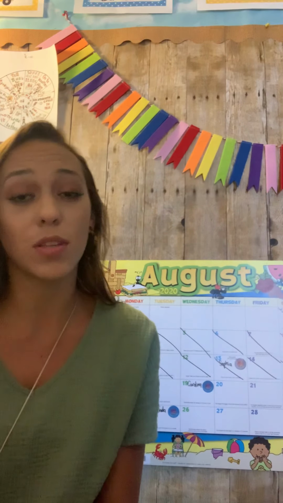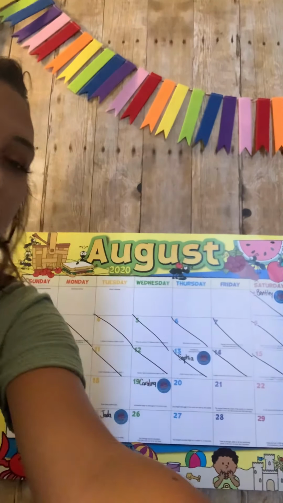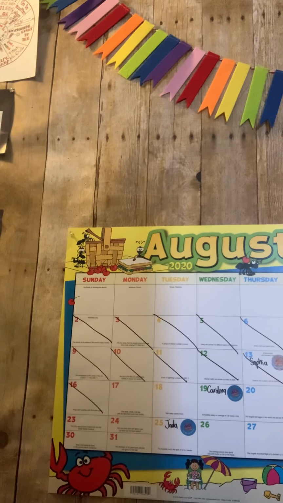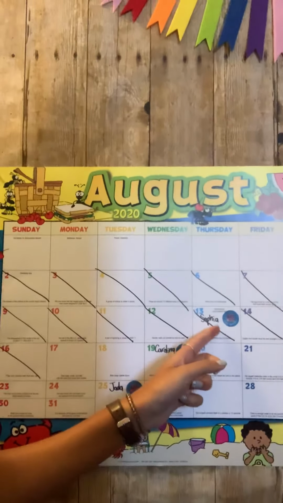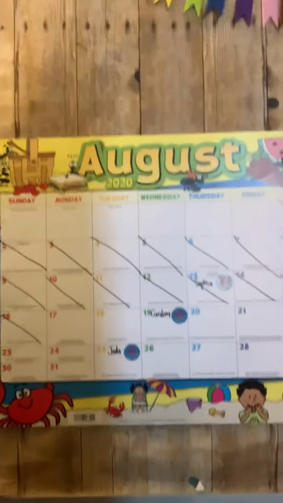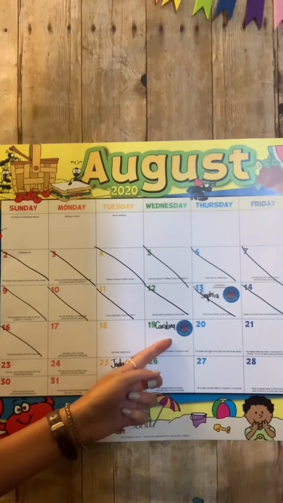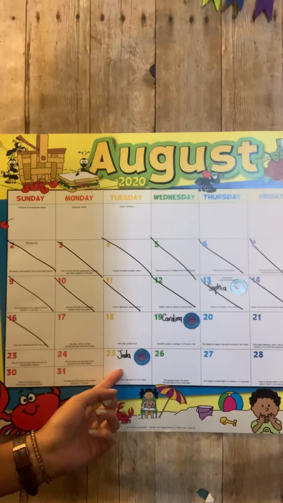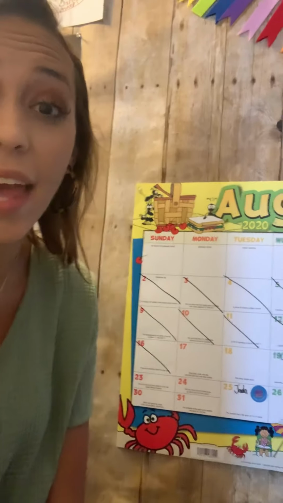And I'll post these videos so you and your families can watch those songs to help you remember the days of the week. So today is Monday, August the 17th. Now, we have some special days in August. Last week on the 13th was Sophia's birthday from Miss Russell's class. Coming up this week, on Wednesday the 19th, we have Carolina's birthday. And then the next week, on Tuesday the 25th, we have Jada's birthday. So we have some really exciting special days coming up in August.